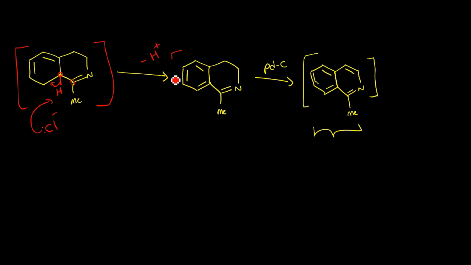So we will have one of the rings, right? One of the rings has regained its aromaticity in this particular state. And then what happens is the oxidation, a new double bond will be formed between these 2 carbons. So we will have our isoquinolines.